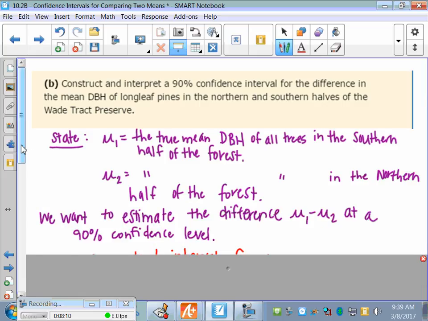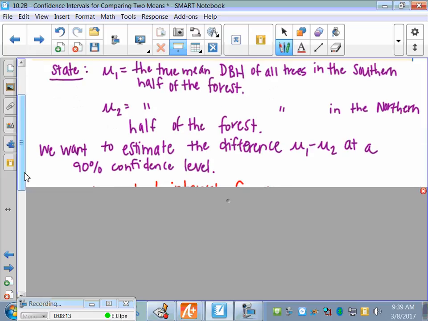And since we're doing a confidence interval, we just wish to estimate the difference, mu1 minus mu2, at a 90% confidence level. So this is new. We're going to find the difference between the two. And we state our confidence level instead of alpha. That's for significance tests. Yeah, I think you could say that. I think this implies it as well if you use mu, or, you know what I mean? But I think either way.